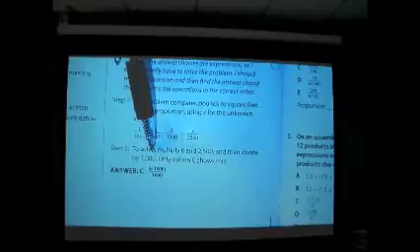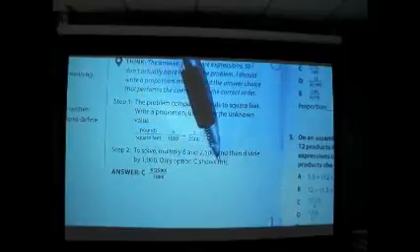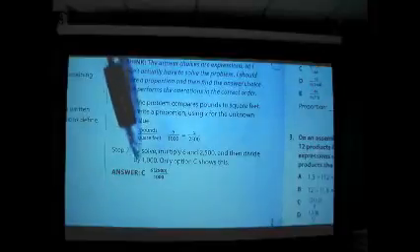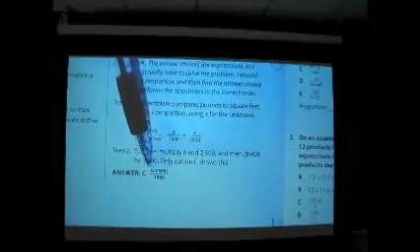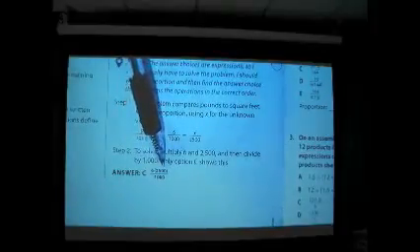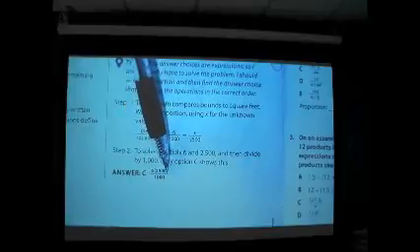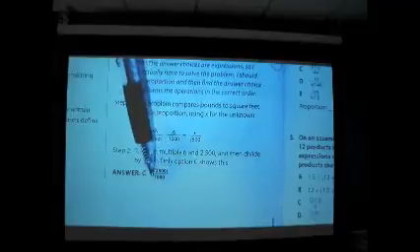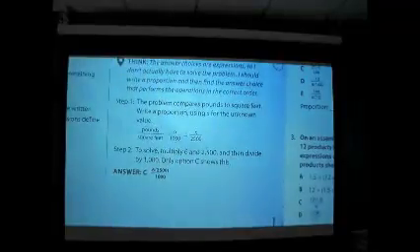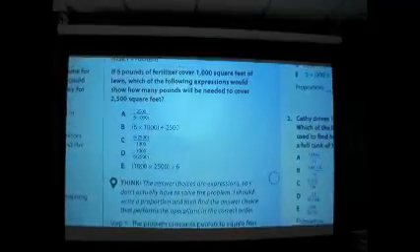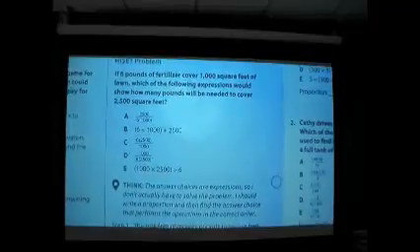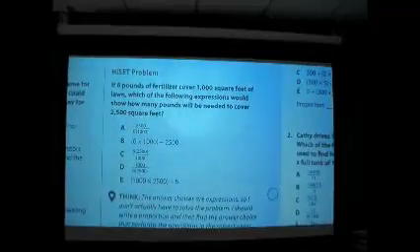Okay? Only option C shows this. Here's what they're showing us. 6 times 2,500 divided by, that's the line, 1,000. Okay. So I'm going to go back up here so we can take a look at the examples. The answers, I should say.